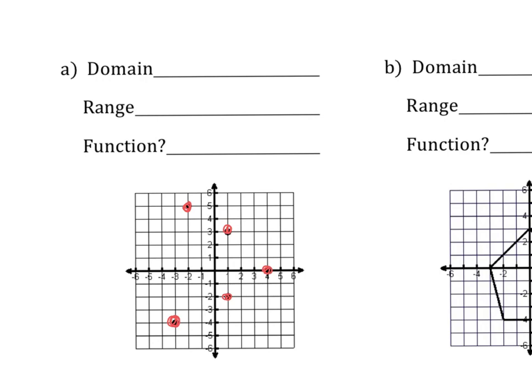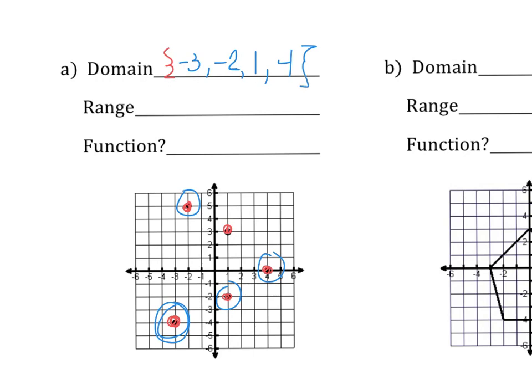So what I'm going to do is do this in numerical order. I'm going to start on the far left. The smallest X value that's included in our domain is the one that comes from this point right here, which would be -3. And then we move to the right. We have -2, 1, and 4. Those are the X values in our domain.